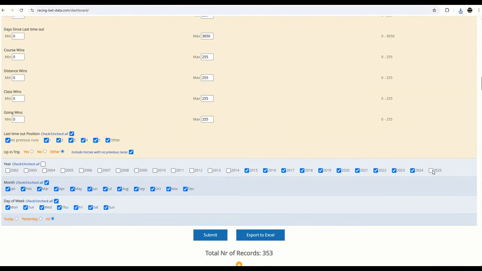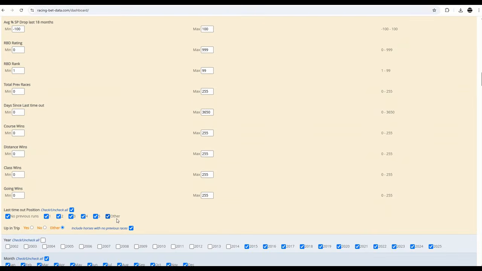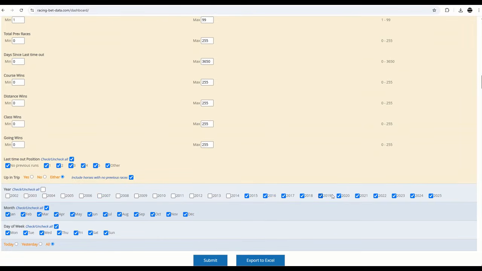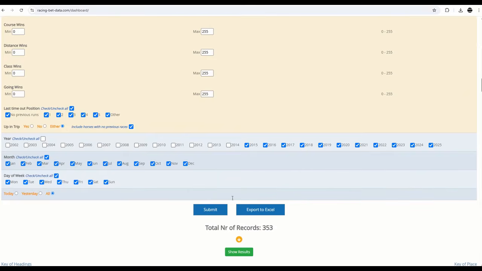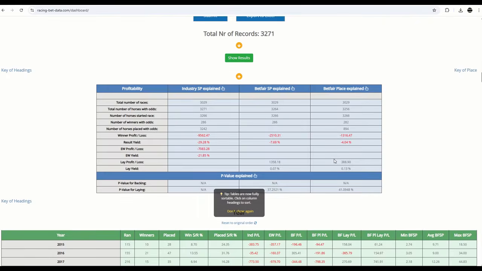Now, some of the outputs, like I mentioned earlier, pace, for instance, we didn't have any pace data before 2017. Some of the supplementary filters, wins since last 5, last time out position, for instance, that data only got added in 2021. So some of these earlier years will have a few unclassified races. But let's submit this and see what we get in our output. So simple rule, trainer name, last 10 years. This will give us a top level output, and then we're going to drill further into tables and see what sort of data we are playing with.